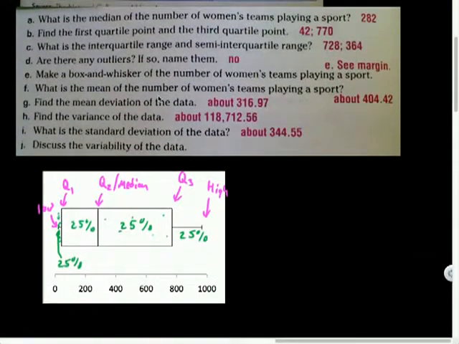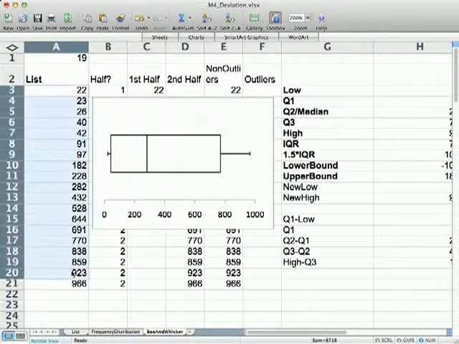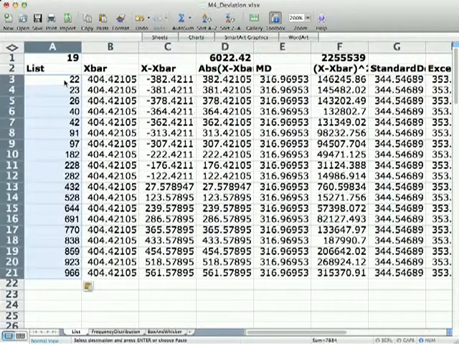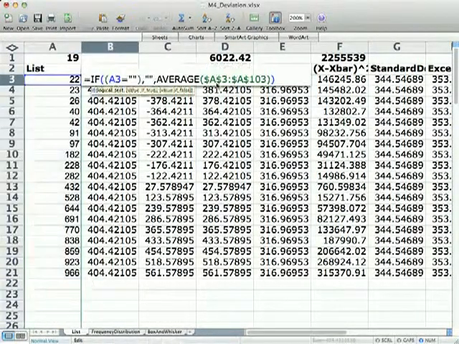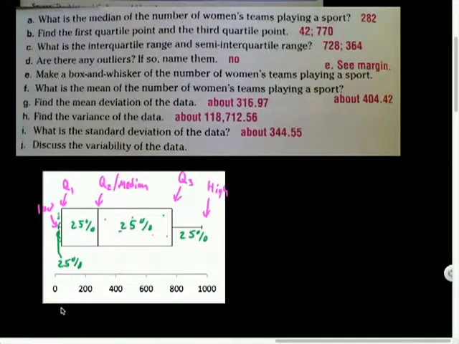Let's see, then it says, what is the mean of the number of women's teams playing a sport? So this isn't a frequency distribution, so this is going to be an exact calculation, which is nice. I'll be able to just take my list and put this into my list version for calculating deviations and variability, and I enter this in, and it calculates the mean just using the straight up average formula from that list. So 404.42 is the average. The way we calculate the mean is we add them all up and divide by how many there are, right, is literally how we do it.